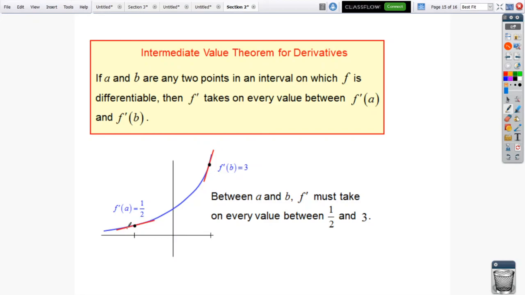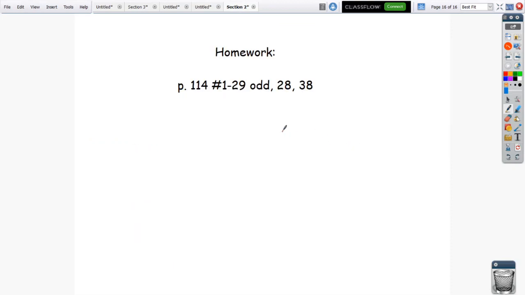But again, what the intermediate value theorem for derivatives says, if a function is differentiable on an interval, and a and b are in that interval, or are the endpoints of that interval, then f prime takes on every value between f prime of a and f prime of b. And I believe that's it. We're going to go over these tomorrow in class.